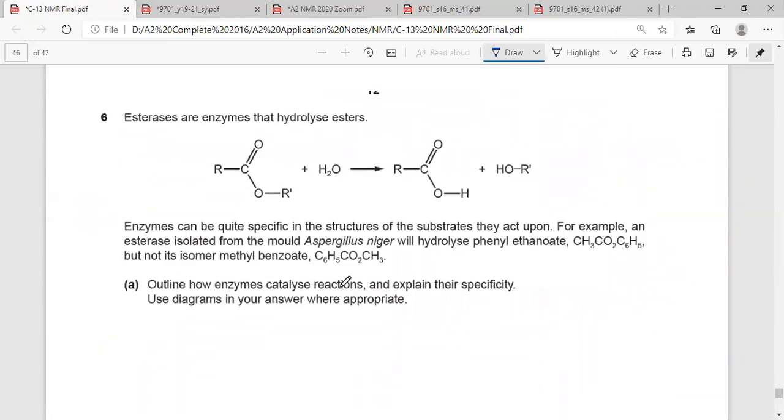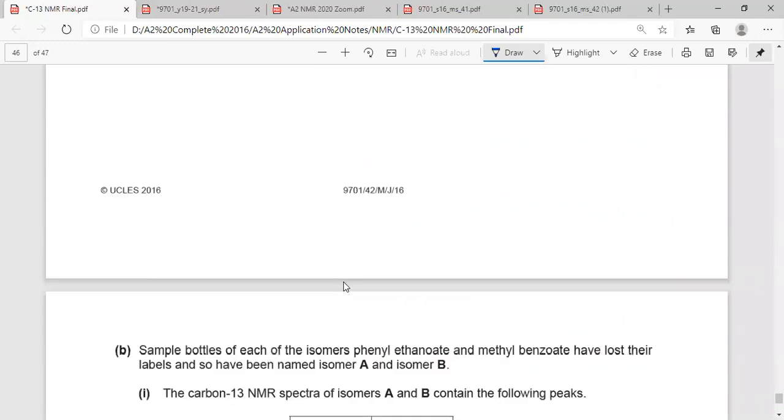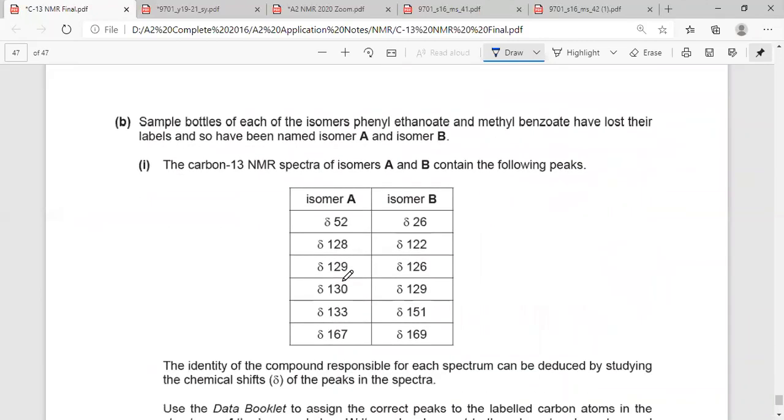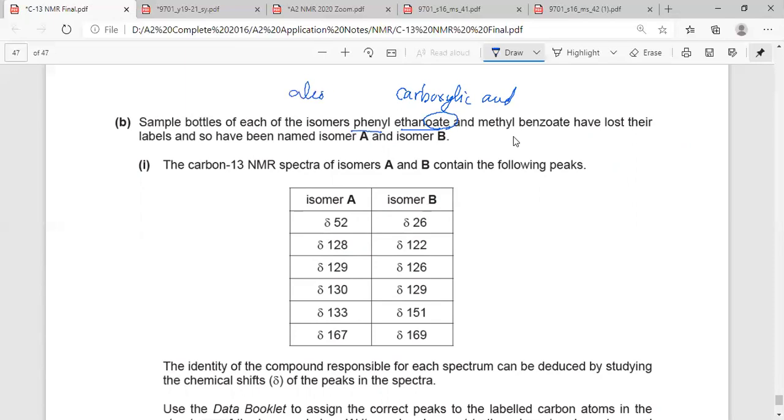Now let's look at another question. Samples of bottles containing isomers phenyl ethanoate and methyl benzoate. If you want to draw it out, you have to know this is an ester. This part comes from the carboxylic acid. Just to remind you, the last part of the name, -oate, is for your ester. The first part comes from the alcohol. So carboxylic acid, which means if it's ethanoate, that is two carbons.